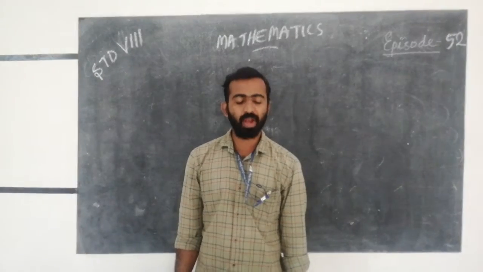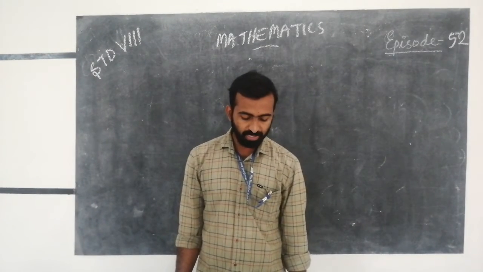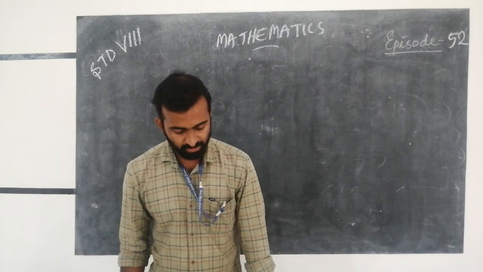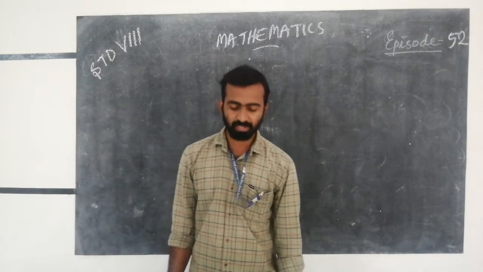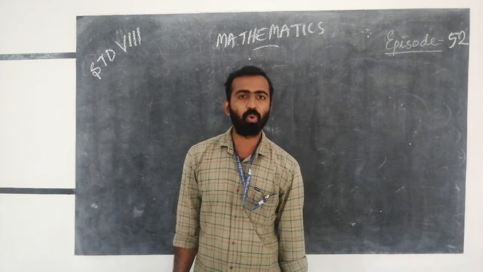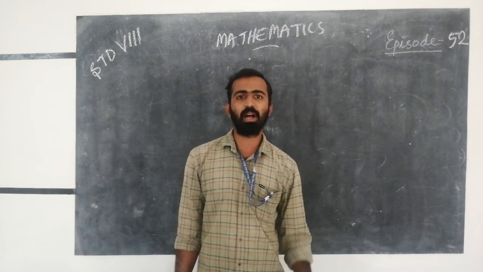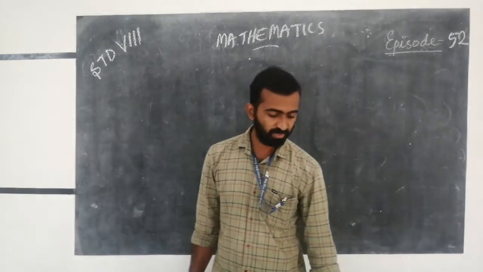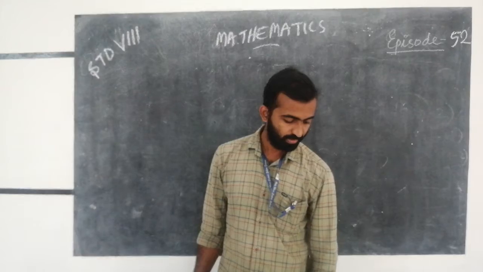I have no vertices and I have no flat faces. Who am I? That is a circle. A circle has no vertex and no flat face. So that is the answer for the first one.